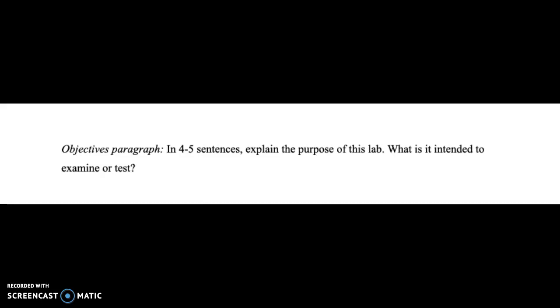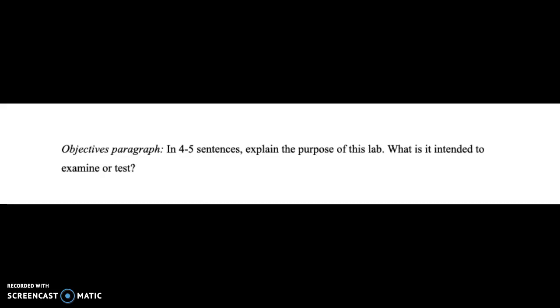One great place to look for important words to include in your objectives paragraph is the title of the lab. If you haven't included the words that are in the title of the lab in your objectives paragraph, I encourage you to do that. That will get you a long way toward the objectives, because the title obviously is hitting on the basic concept that you're looking at in the lab activity.